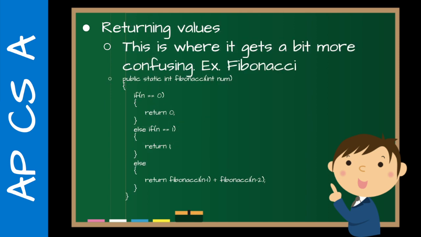And then here's an example with a Fibonacci sequence. And this is where it gets a little bit more confusing. So a Fibonacci sequence is where each number is the sum of the two numbers before it, unless you have 0 or 1. So if it's a 0, you return 0. If it's a 1, you return 1. Otherwise, we return the recursive call, n minus 1 plus n minus 2. So how I would do this, I would just write this on the board or put this slide up. The link will be somewhere, I'm sure.